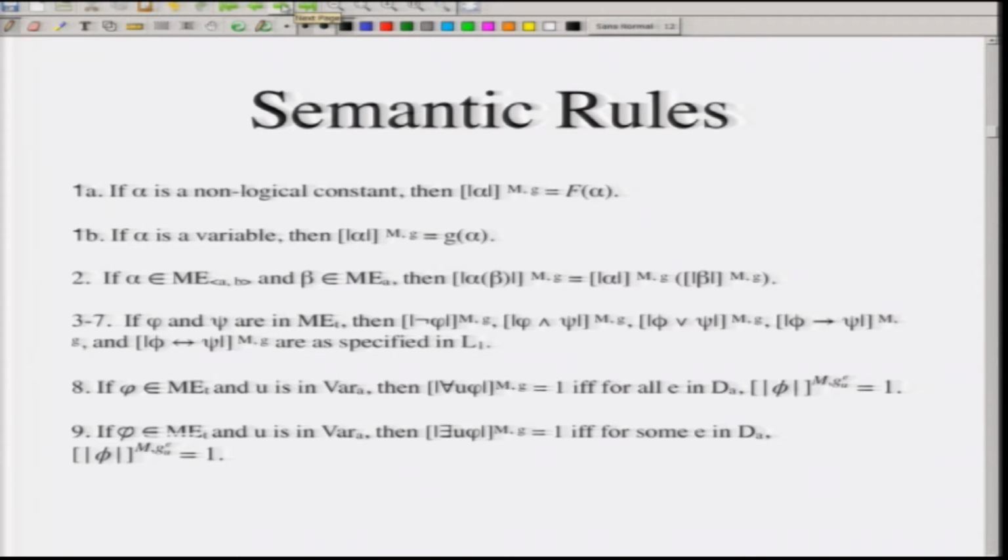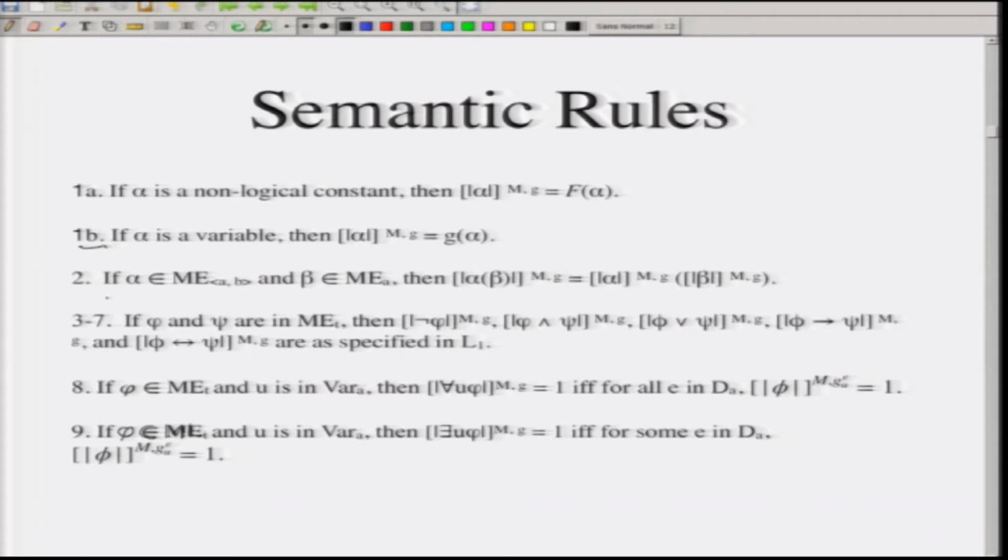If alpha is a non-logical constant, then the value of alpha with respect to M and g is the value F assigns to alpha. We know that there are 2 value assigners, F and g. F assigns values to non-logical constants, and g assigns values to variables. Now 1b, this rule: if alpha is a variable, then the value of alpha with respect to M and g is whatever g assigns to alpha.